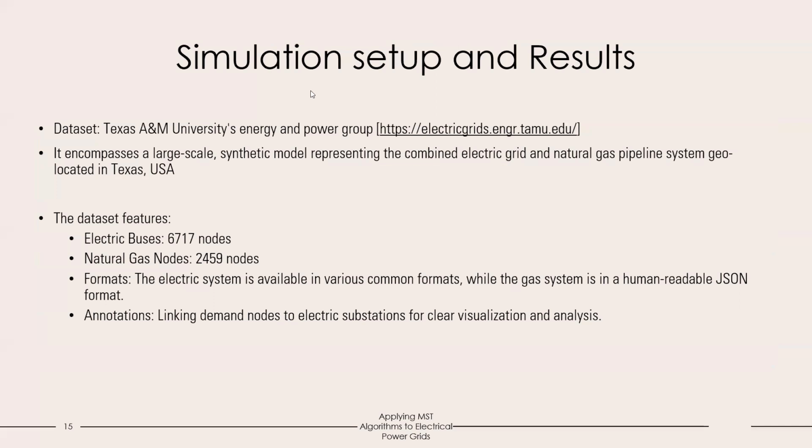Thanks, Rakshak. So, moving on to the implementation, the dataset for the study is sourced from Texas A&M University's Energy and Power Group researchers. It has a large-scale synthetic model representing the combined electric grid and the natural gas pipeline system geolocated in Texas. The dataset features electric buses, which are around 7,000 nodes, and the natural gas nodes. A sample from the dataset includes node information such as location coordinates, power, and the flow rates.